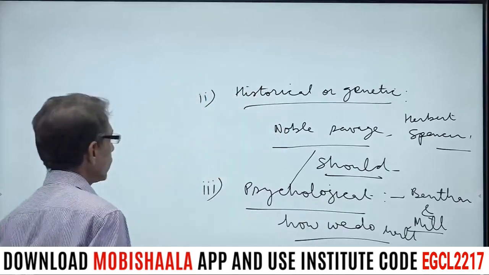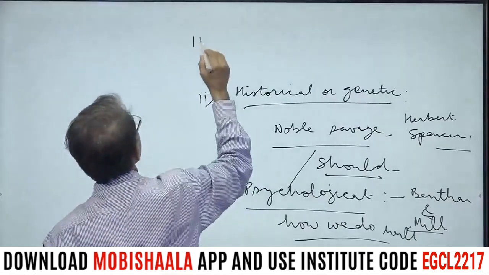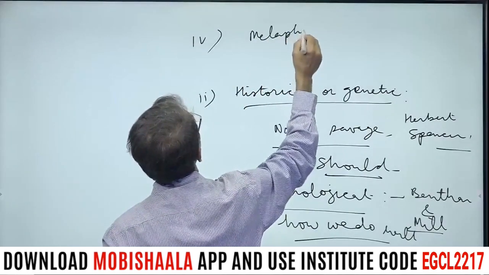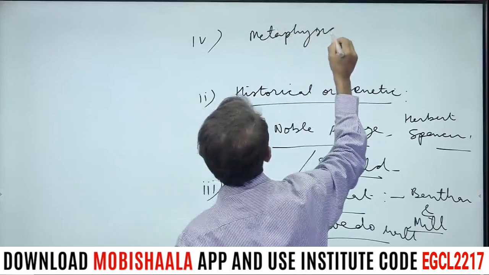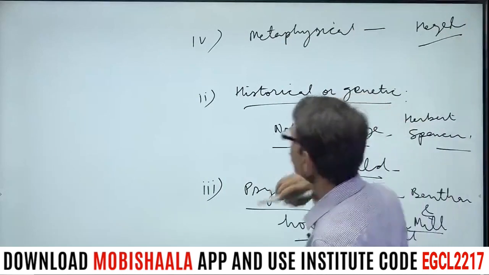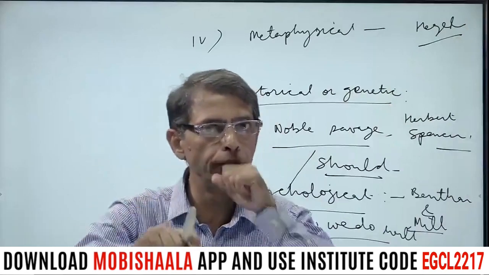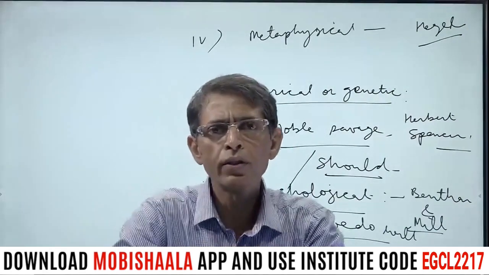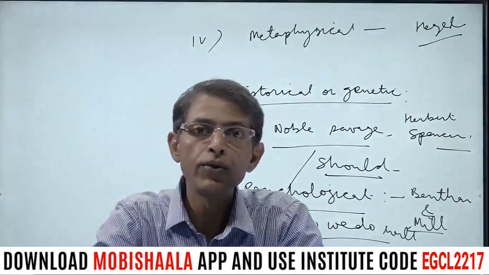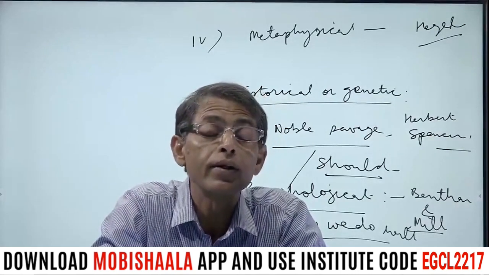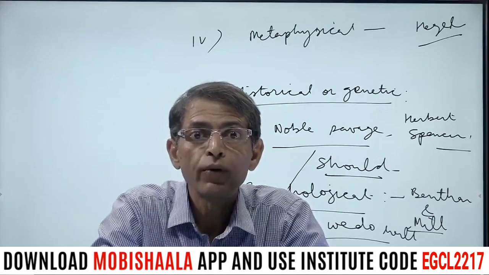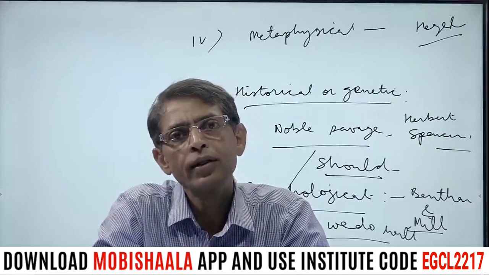Now the last one is the metaphysical method. What is the metaphysical method? This method is given by Hegel and the idealists. The metaphysical method is based on speculation, a highly conjectural subject, based on speculation and logic. Philosophers like Plato, Aristotle and Hegel accepted the metaphysical method.